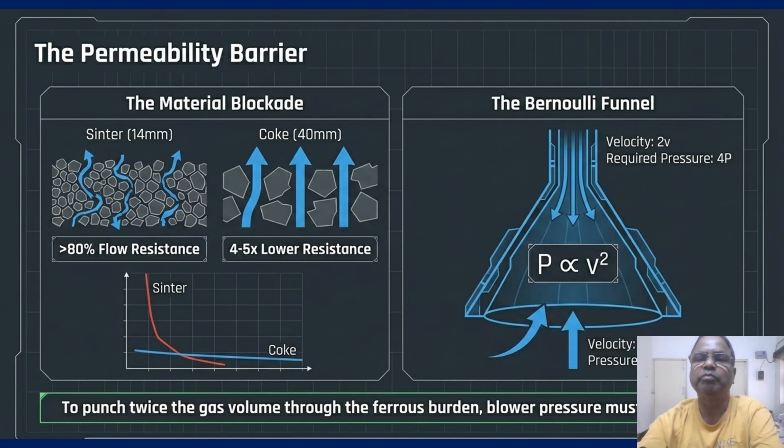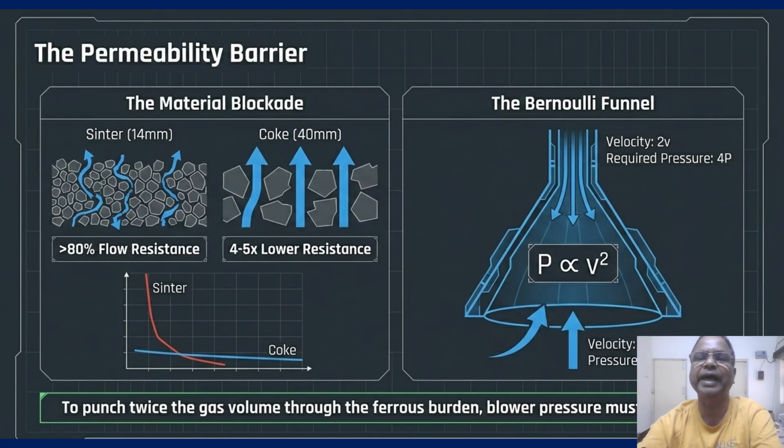Now look at the Bernoulli's funnel on the right. The math is unforgiving. To punch twice the gas volume through the furnace, your blower pressure must quadruple. The operational impact is hard-hitting on productivity. If your burden quality degrades and the fines increase, you will hit a pressure limit that prevents you from blowing the wind required for your production target. So you must manage the material blockade to keep the Bernoulli's funnel open.